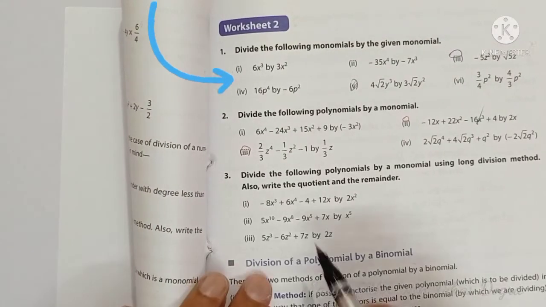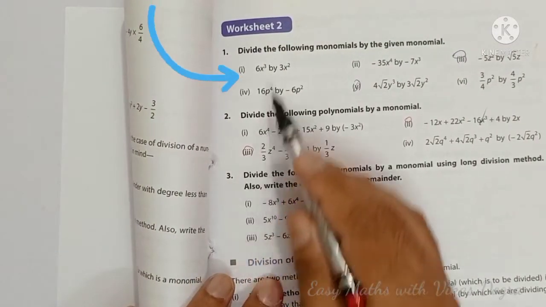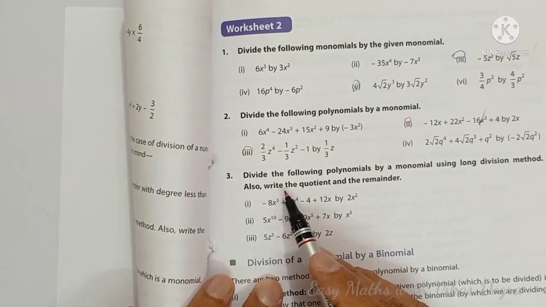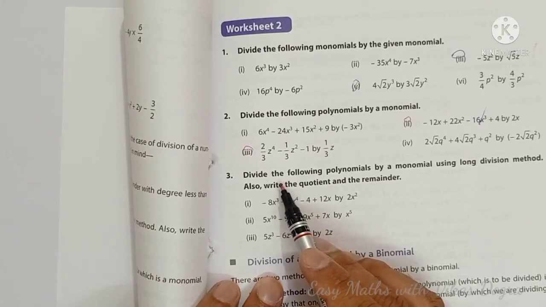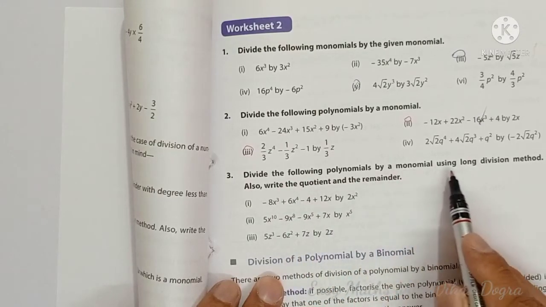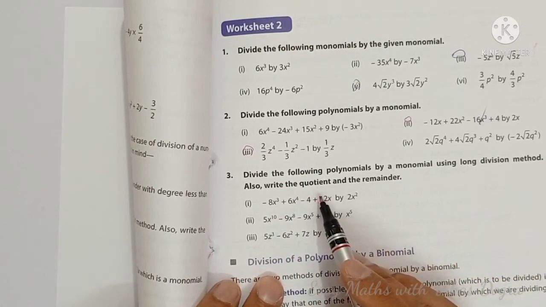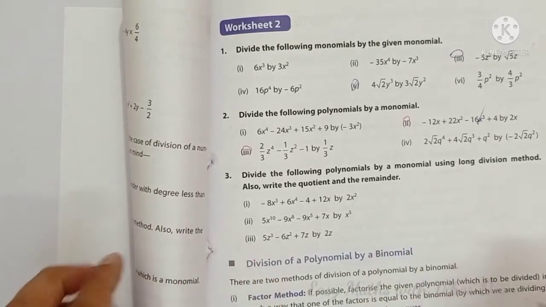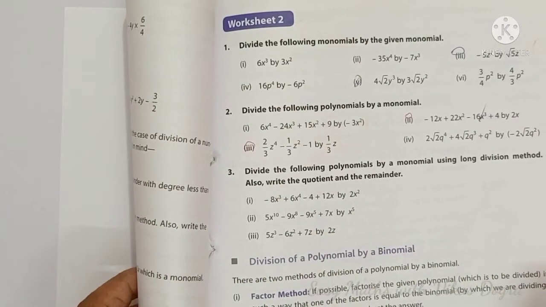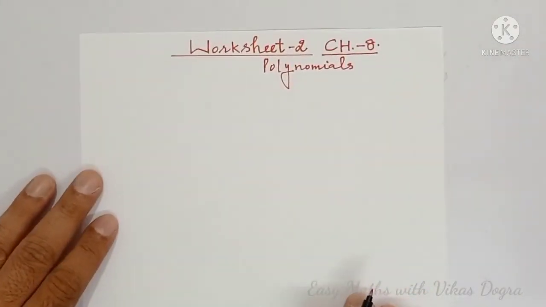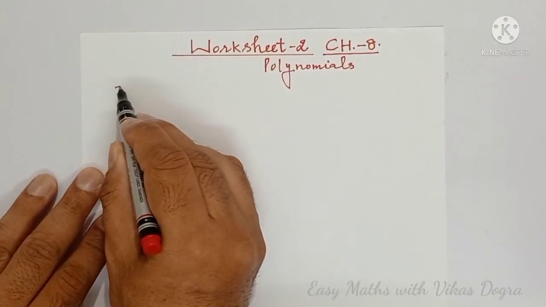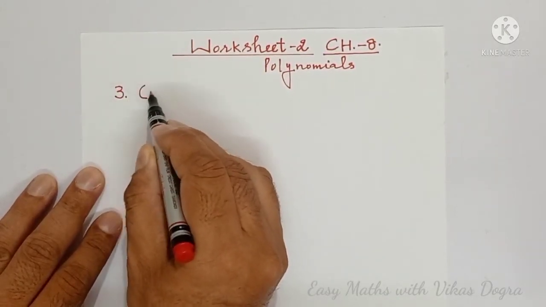Hello everyone. Now we will do question number 3 of worksheet 2, chapter 8 polynomials, DAV. Divide the following polynomials by a monomial using long division method. Also write quotient and remainder. This is the basic of long division of chapter polynomials. So starting with question number 3, part number 1.